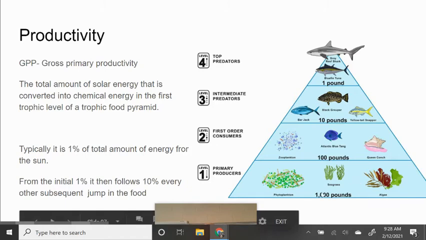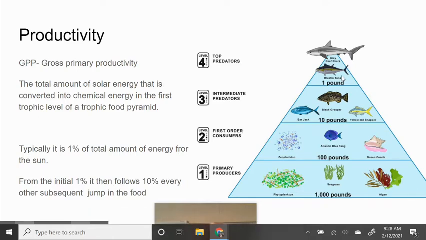Now, once again, the first energy trophic level from the sun, if I were to give you a problem with the sun's energy, you would take 1% of that. Each subsequent energy trophic level is only going to take 10%. Understand, as you go up the trophic chain, you're going to have less and less energy.